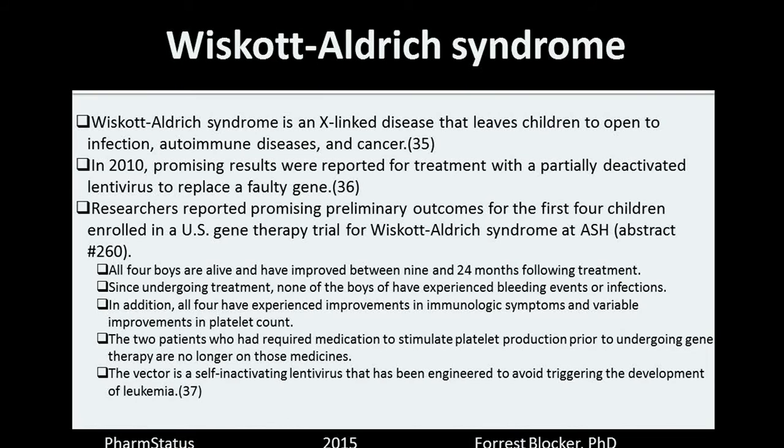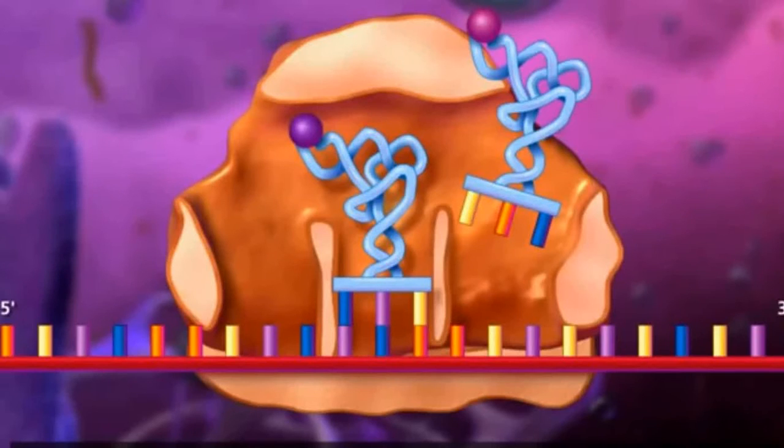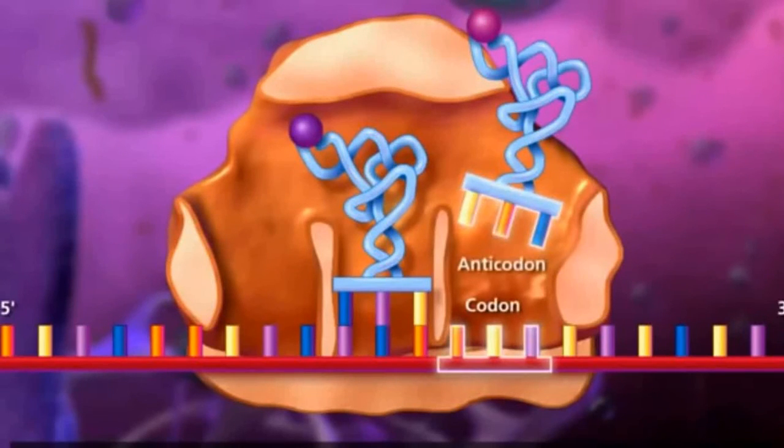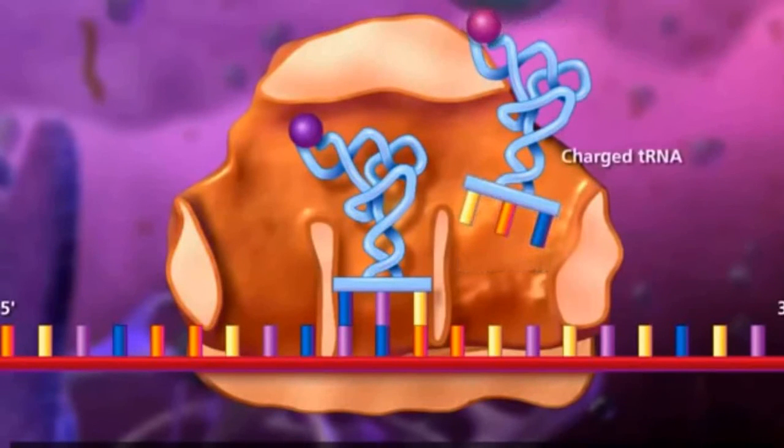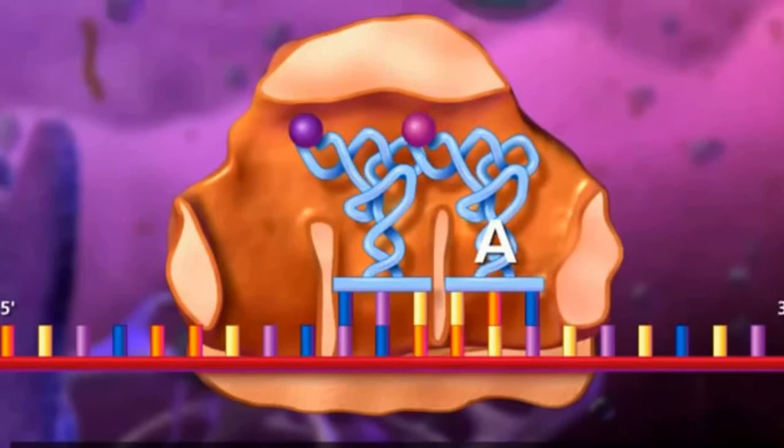So the next disease is Wiskott-Aldrich syndrome. It is an X-linked disease that leaves children open to infection, autoimmune diseases, and cancer. In 2009, promising results were reported for treatment with partially deactivated lentivirus to replace a faulty gene. So here again, this is loss of function, easy pie. All we need to do is put in the working gene so that we can make the correct protein. It's one gene, a monogenetic disease.